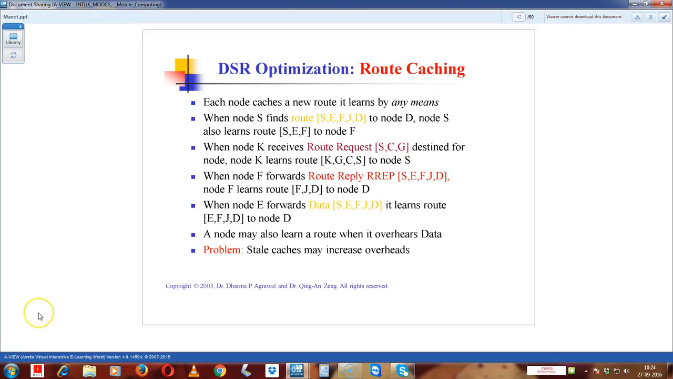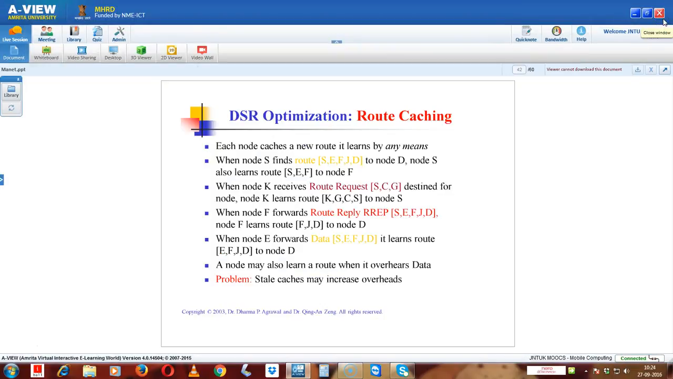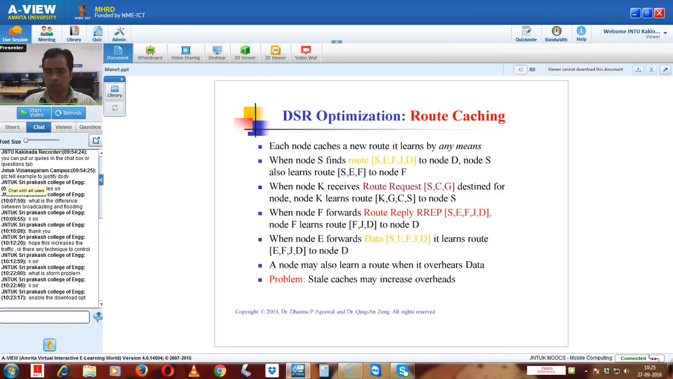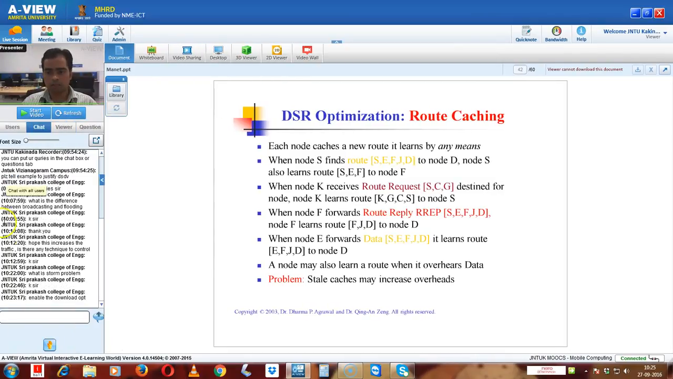So I hope you got an idea of what routing is, what a mobile ad hoc network is, how routing happens, and what the classifications of routing are. And we discussed one type of routing, that is your source-driven routing. We'll discuss table-driven, and then the difference between source-driven and table-driven. I think we are done with today's session. In the next session, we'll discuss two more algorithms which are left, then our session will be over.